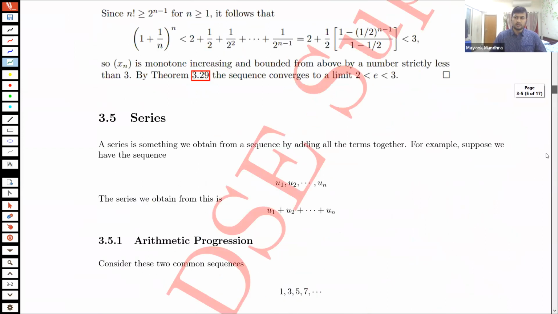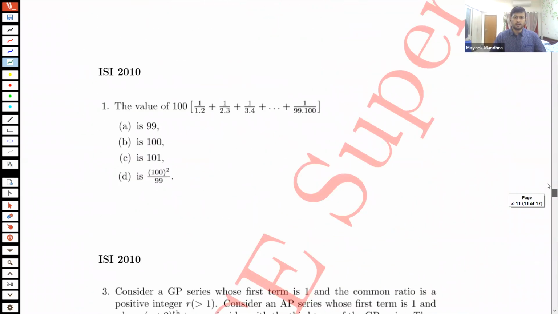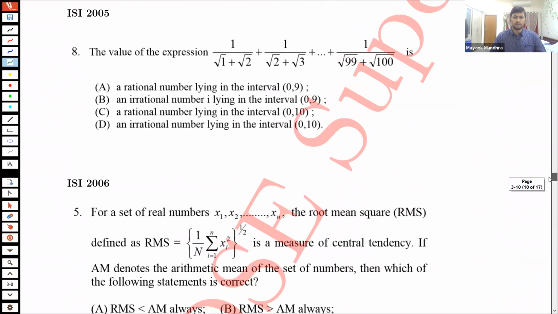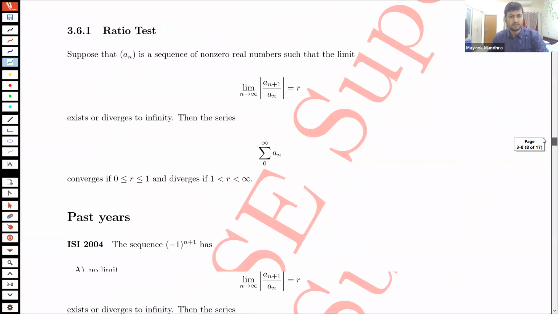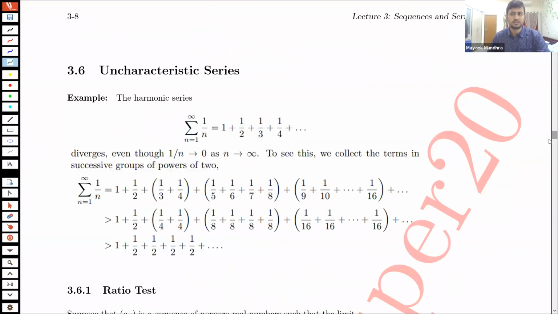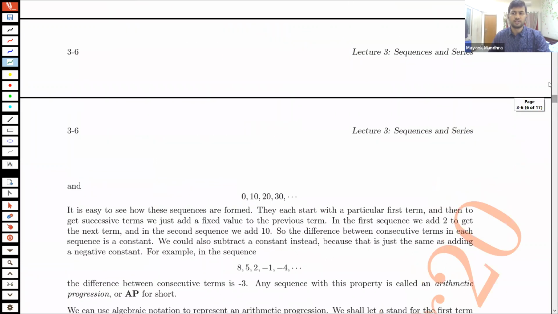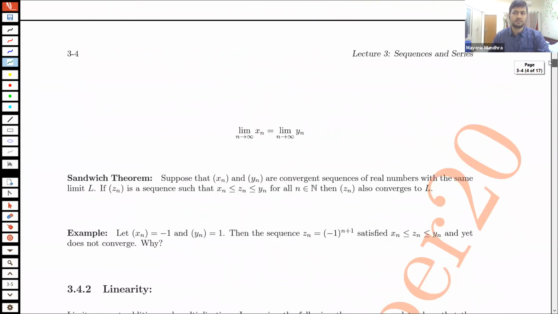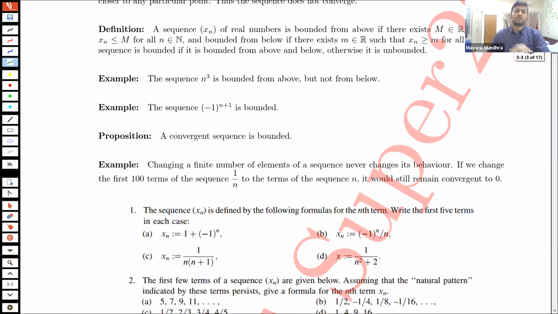Sequences, again, a pretty important topic. It has appeared multiple times, sequence and series. The series is also included in this chapter, so we'll do both of these. I think this topic, which is rather long, is going to take about 2 lectures. So I can only give the next problem set after that.